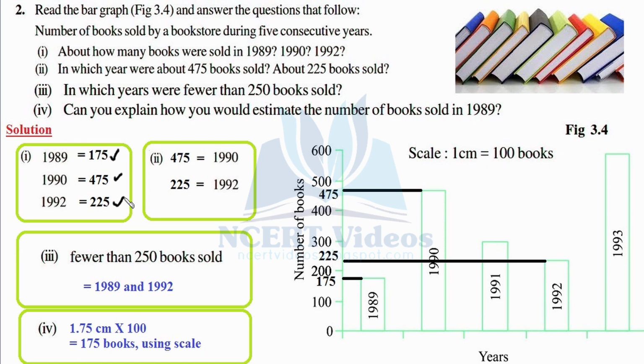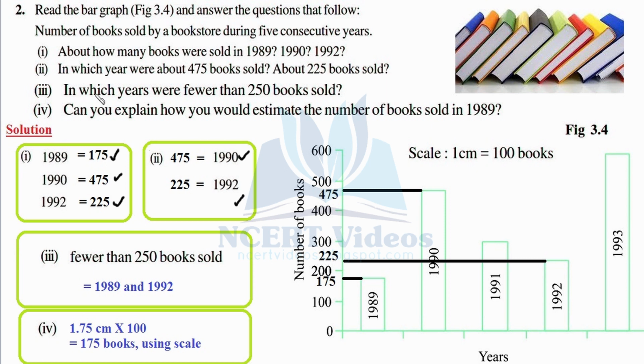Now second, in which year were about 475 books sold? So 475 is here. We have done it. So if you match it, it is 1990. That's why it came 1990. About 225 books sold. So here it is 225, and it matches to 1992.